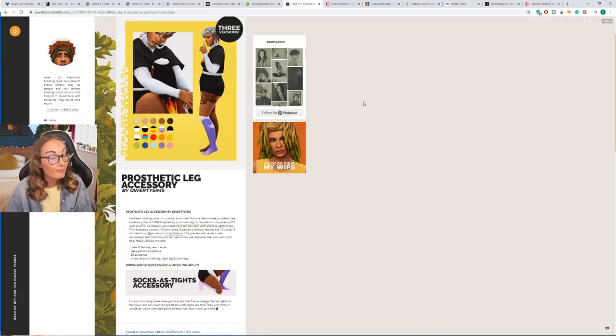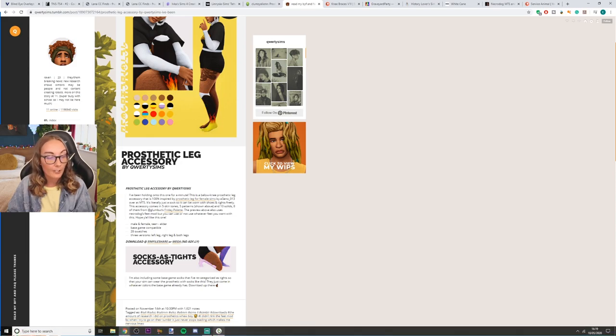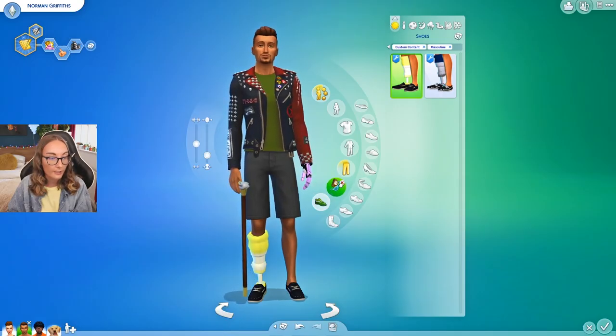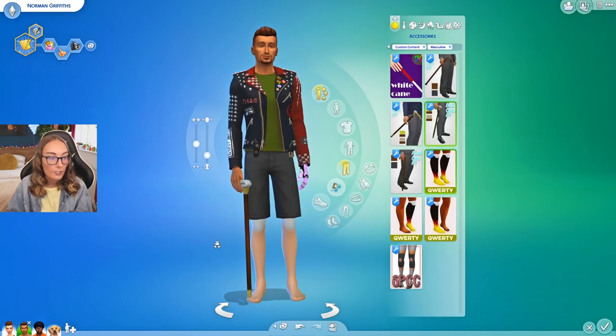And then another one of my favorite CC creators for The Sims 4, QWERTY Sims, actually did their own variation of a prosthetic leg accessory. It's literally just a sock, so it can be worn with shoes and tights freely. So if you don't want to keep the same shoes on the other one by Clumsy Alien, you can actually download this variant, which means that you're freely able to put on shoes. So let's check how this one looks in game. We'll remove this one for the time being and then let's go to QWERTY.